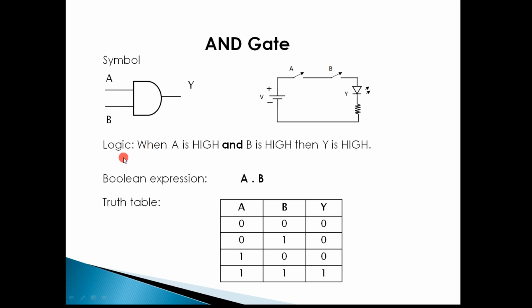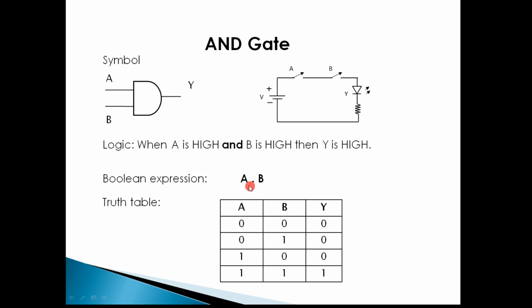What is the behavior of AND gate? When A is high and B is high, then Y is high. When the gate is having two inputs A and B, and when A is high and B is high, then Y, the output, is high. The AND operation is expressed using Boolean expression as Y is equal to A dot B. This is dot or AND operator.